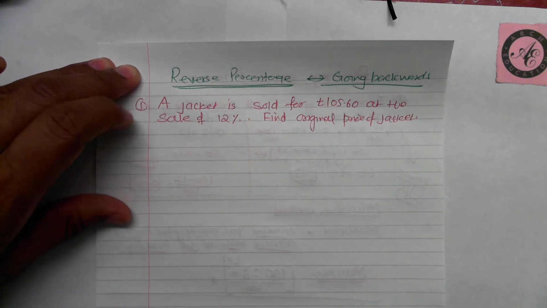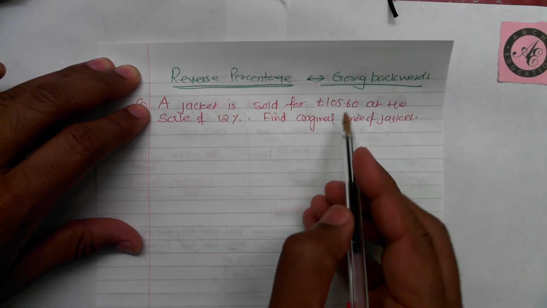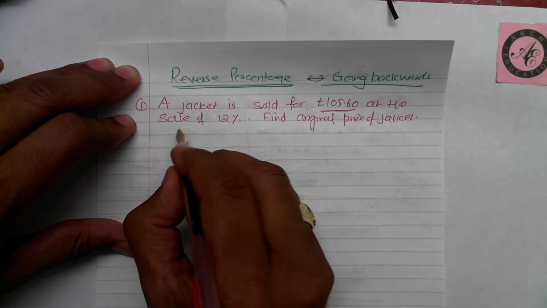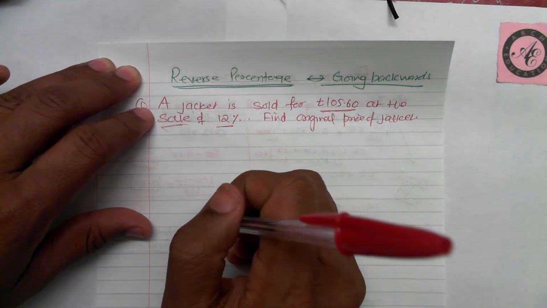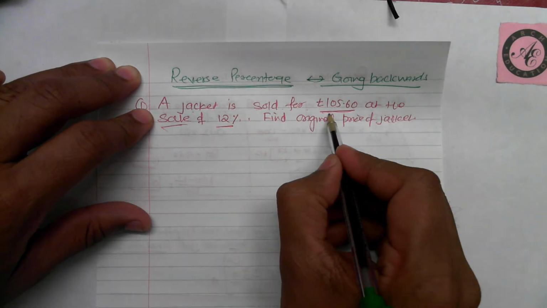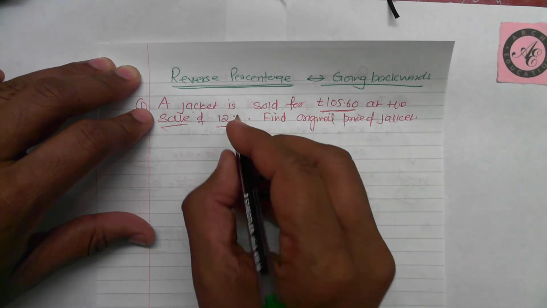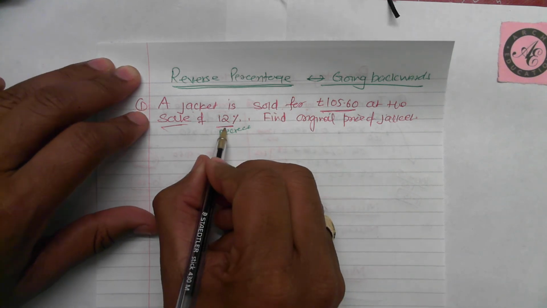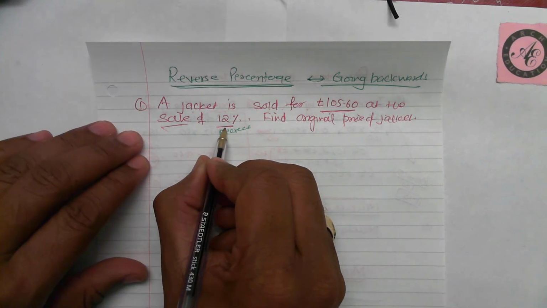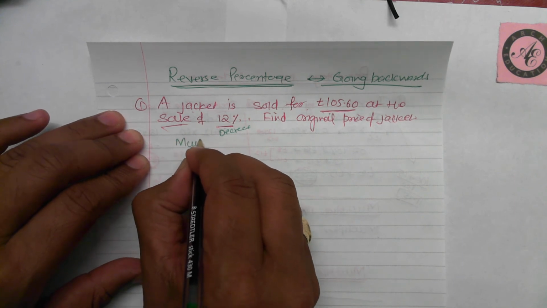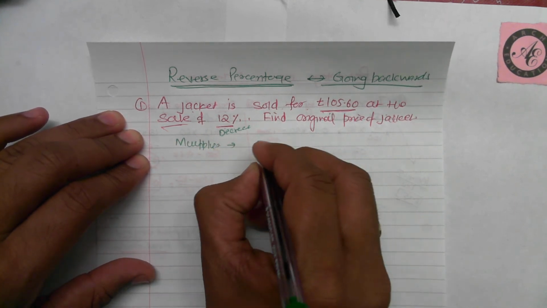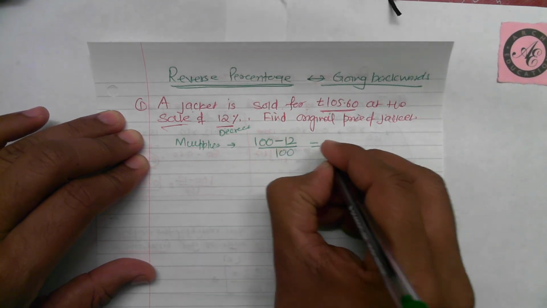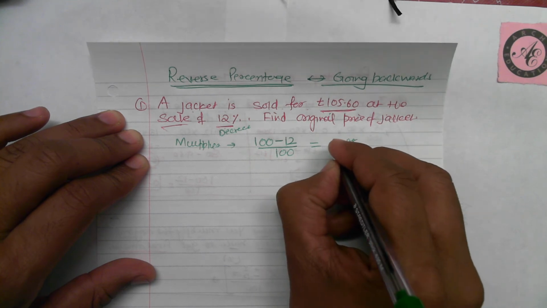This is the question which says a jacket is sold for £105.60 in the sale at 12%. That means this is the price you pay for the jacket once you get a discount of 12%. So guys, this is a decrease. Sale is a decrease, so the change is a percentage change and it's a decrease. Let's work it out. What do we work out first of all? The multiplier. For a decrease it should be 100 take away 12, divided by 100, and the answer is 0.88.